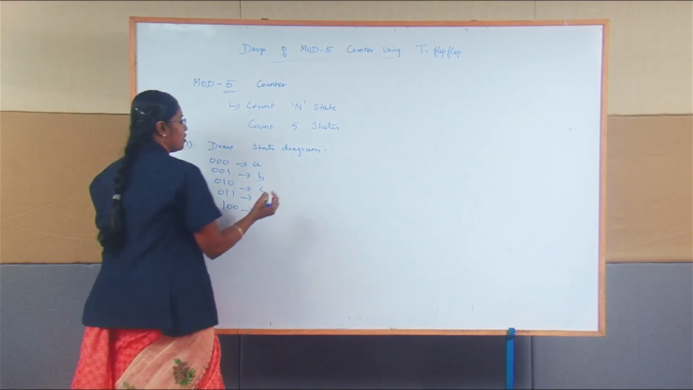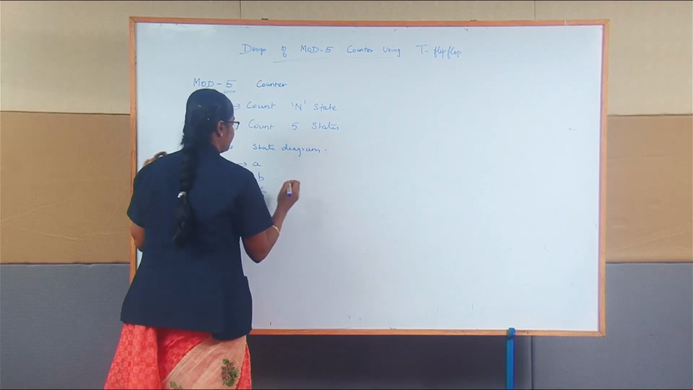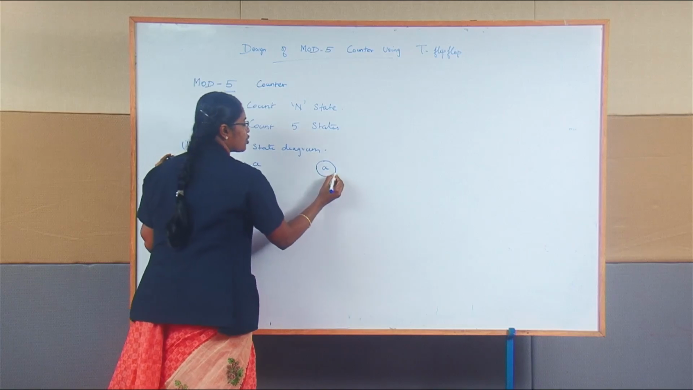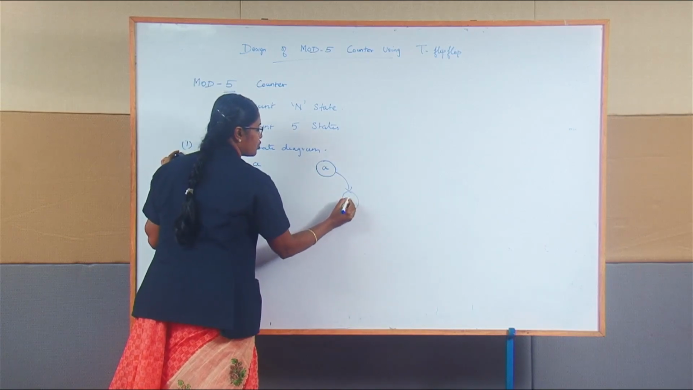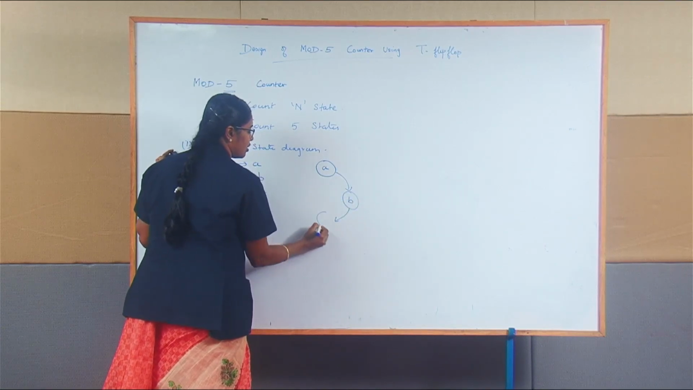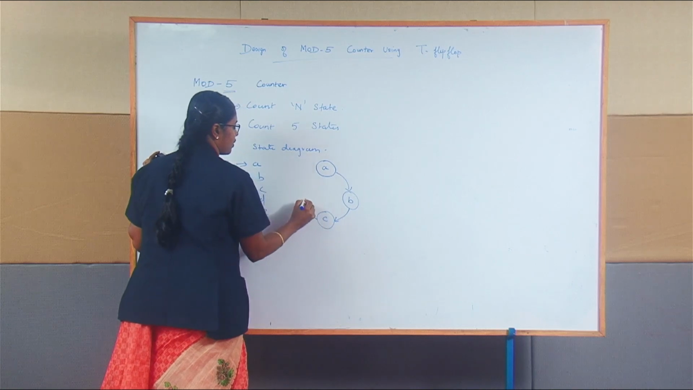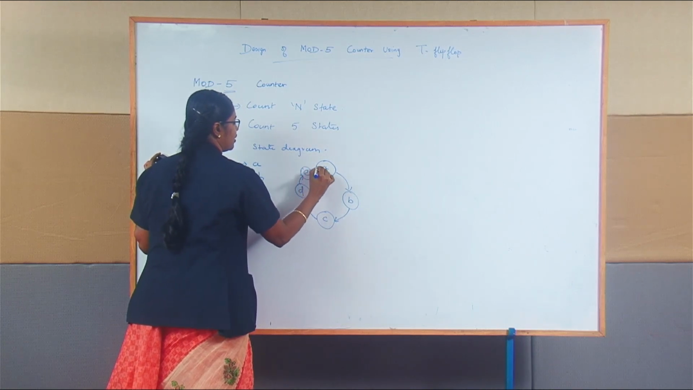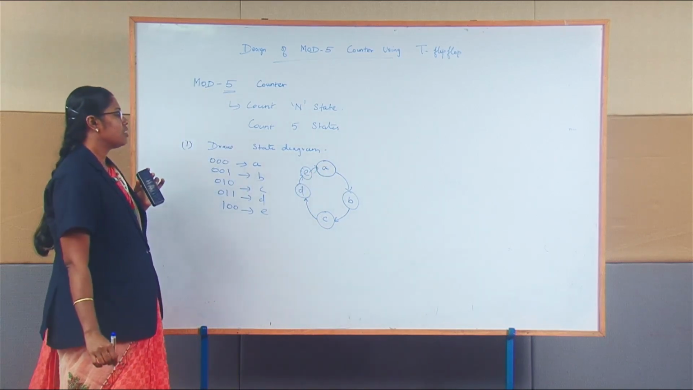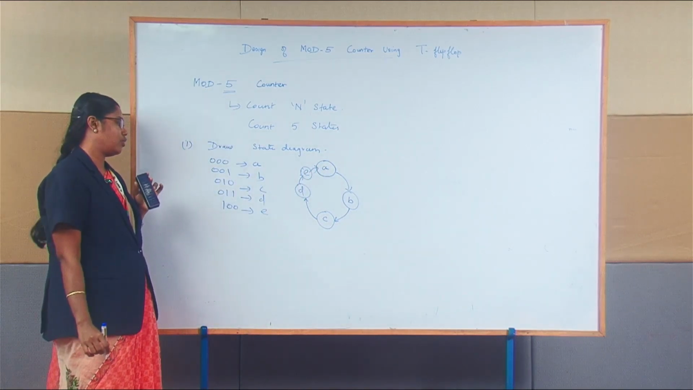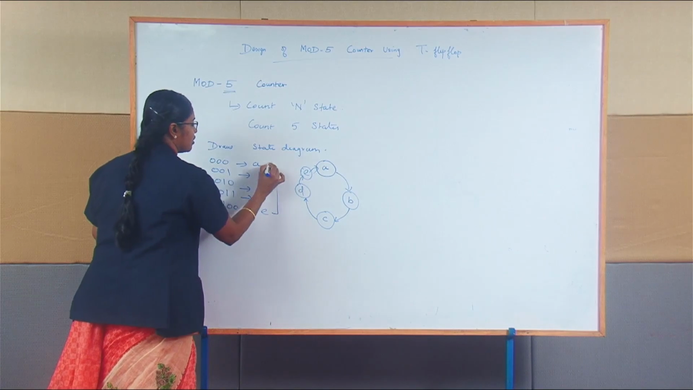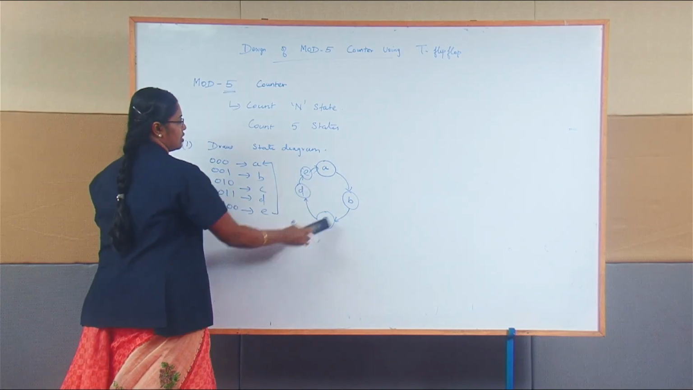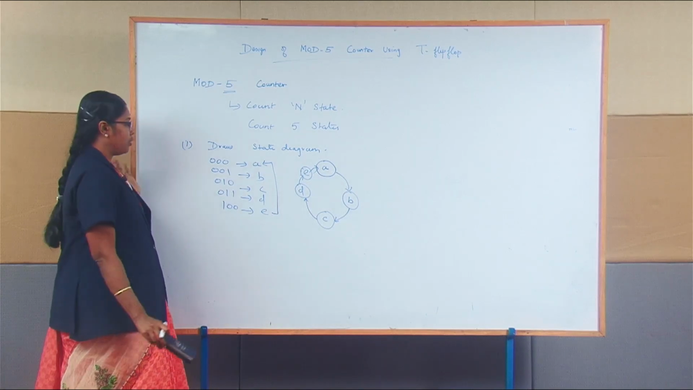So now we shall draw the state diagram for this. The first state is A. Next to state A, it goes to state B, then state C, then D, then state E, and then it returns back to state A. After E, it will again return back to A. So this is the state diagram. We have completed step 1.